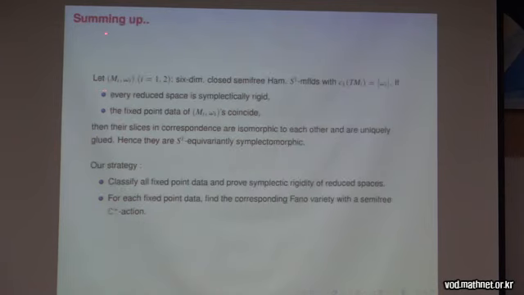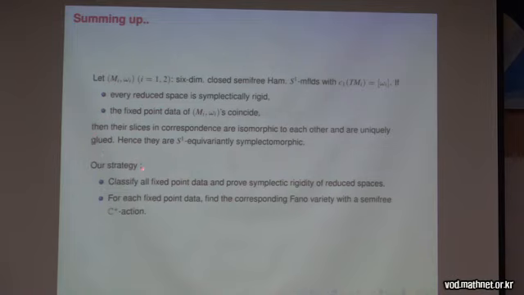So summing up, our story goes as follows. If we have two 6-dimensional closed semifree Hamiltonian S1-manifolds, M1 and M2, and we assume this condition, that every reduced space is symplectically rigid and the fixed point data coincide, then we deduce that the two manifolds are S1-equivariantly symplectomorphic. So this is not obvious, but anyway, we can prove this statement.